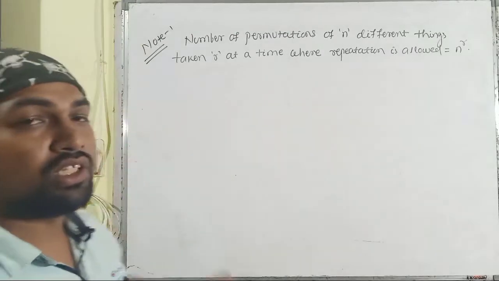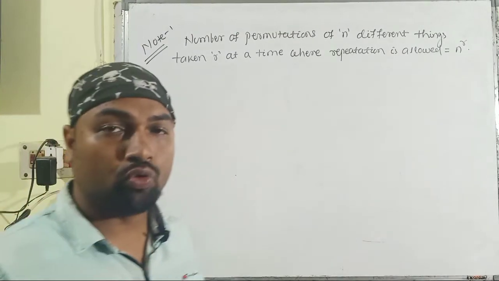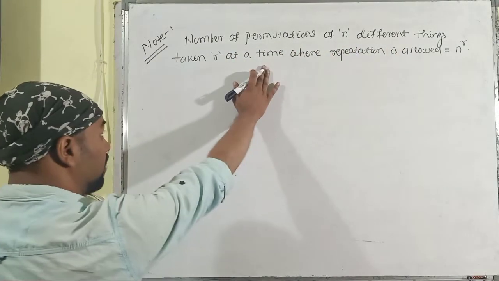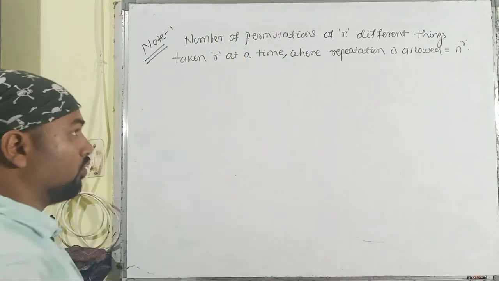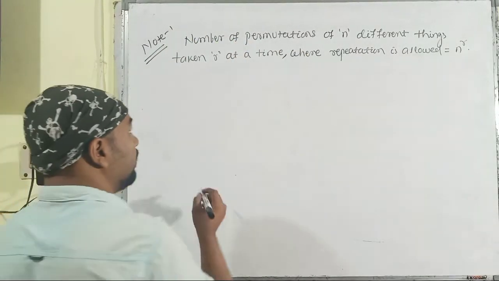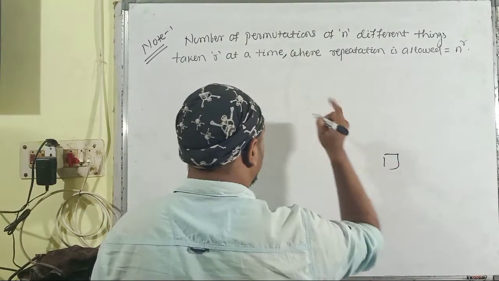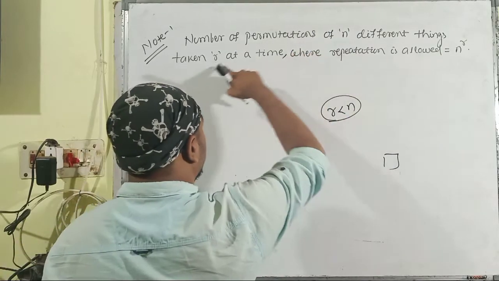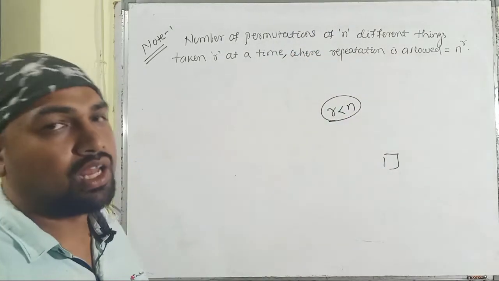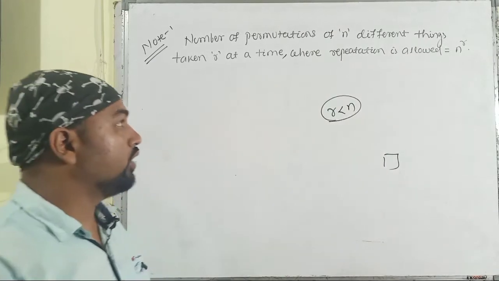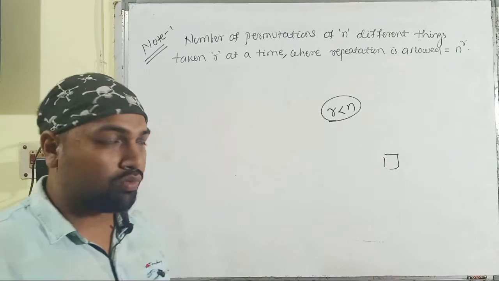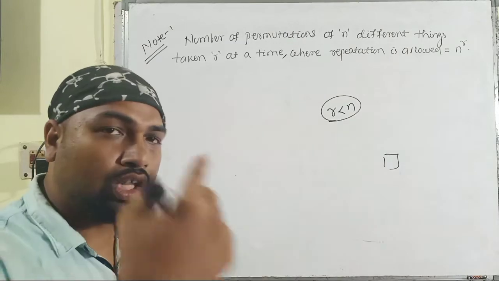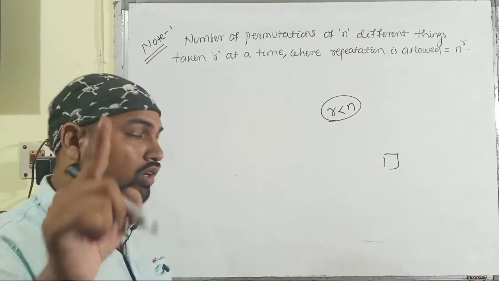That is the first note, or you can say the first corollary, which is based upon theorem number 2. Here we have to show that the number of permutations of n different things taken r at a time where repetition is allowed is equal to n to the power r. That means the first condition is r less than n. You have to understand that two types of integers are given to you, n and r, with the relation r less than or equal to n. In note number 1 you have to consider r less than n, and in note number 2 you have to consider n equal to r.